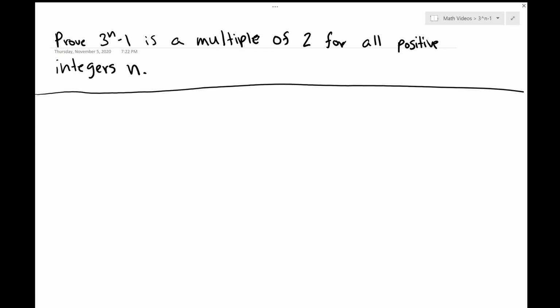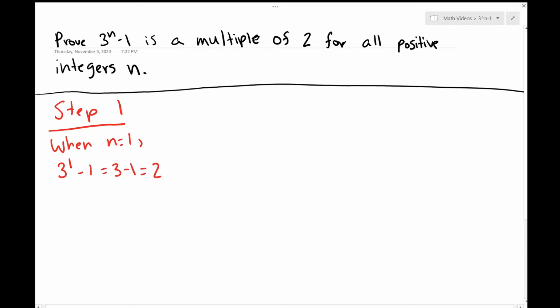So we have this problem here. We want to prove that 3 to the power of n minus 1 is a multiple of 2 for all positive integers n. And we can prove this using mathematical induction. So the first step, step 1, is to show that the statement is true when n equals 1. So when n equals 1, we get 3 to the power of 1 minus 1, which equals 3 minus 1, which equals 2. And we know that 2 is a multiple of 2, right? Because 2 times 1 is 2. So we've shown that it's true when n equals 1.